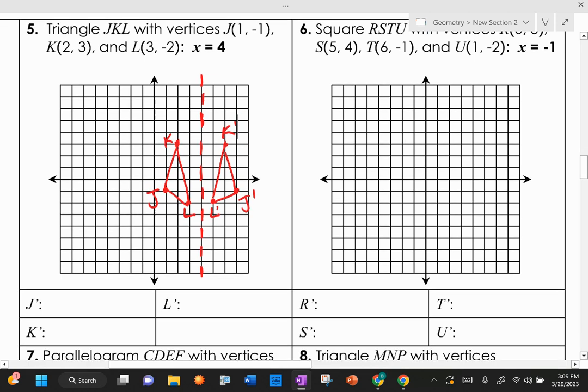Now make sure that you also get the values of your new vertices, or your prime vertices. So the new value for J is going to be what? 7, -1. New value for K is going to be 6, 3. And the new value for L should be 5, -2.